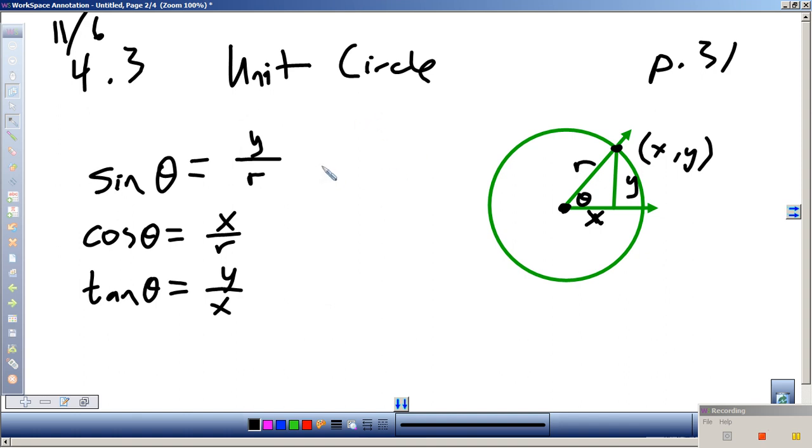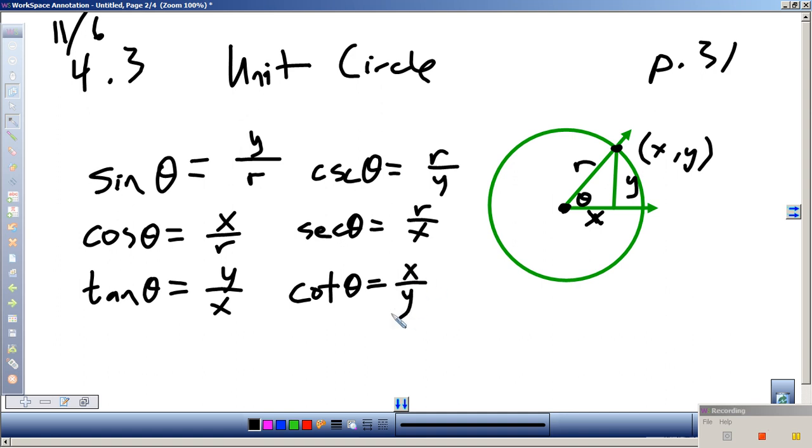You know, so cosecant. What is cosecant going to be? And secant? And cotangent. What this allows us to do with this definition is apply sine, cosine, tangent to any angle. Meaning, if I have a triangle or an angle that's down here, I can know my x and y coordinates at that point. And I can find all the trigonometric values.